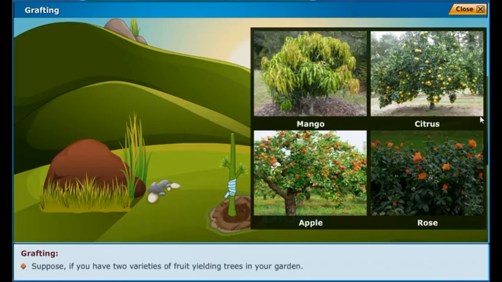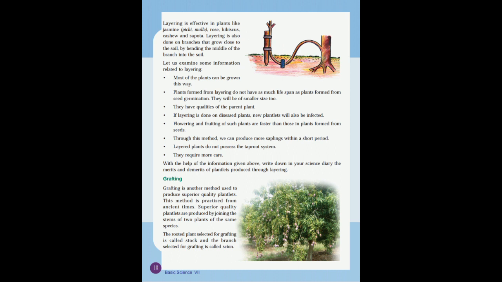Suppose you have two varieties of fruit yielding trees in your garden. One tree has the character of giving big sized fruits but less in number. The taste of the fruit is pretty good. The other one gives a large number of fruits, but they are neither big in size nor tasty. By grafting a very young scion shoot, a plant can be made to flower and produce fruits quite fast. So that is how we do grafting.